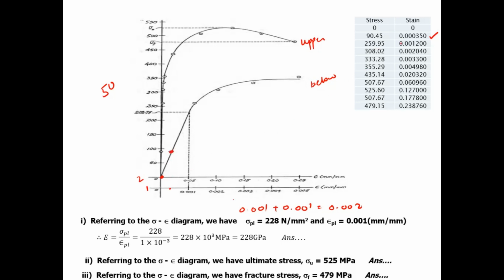Then at 0.0012, our value is 259.95. So 0.0012 will be slightly here. So we make a second point, that is 259. So this is 0.0012, this point. Don't consider this one.